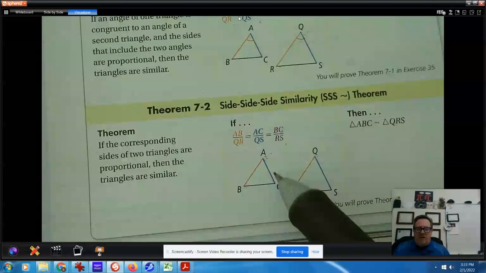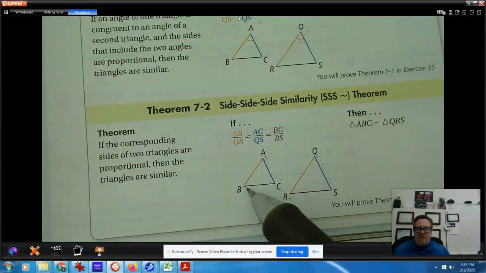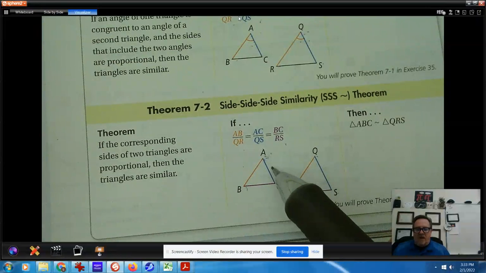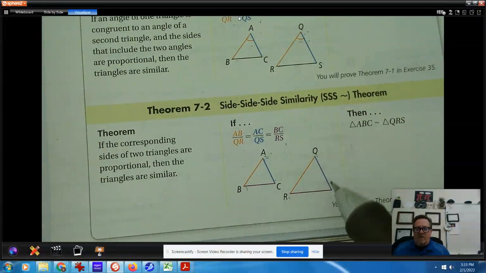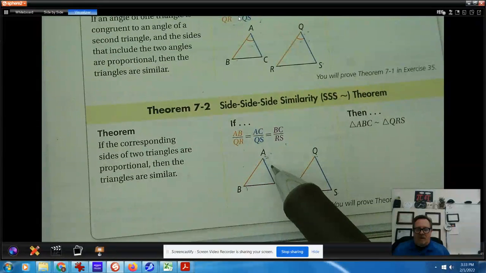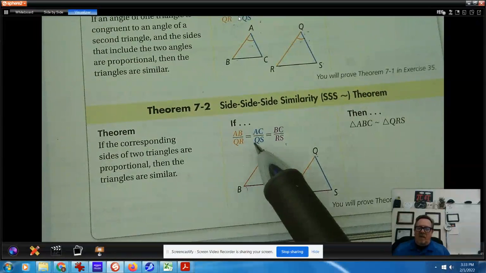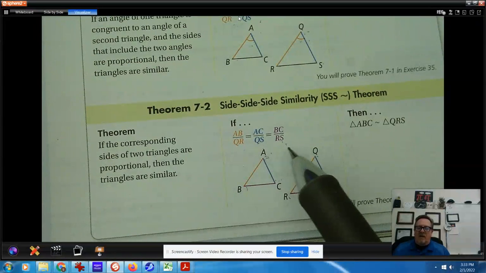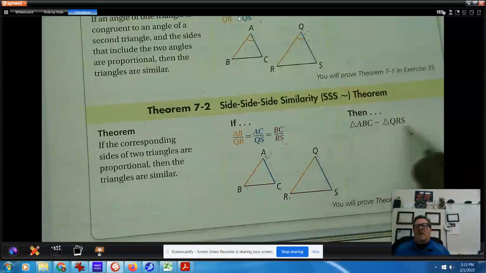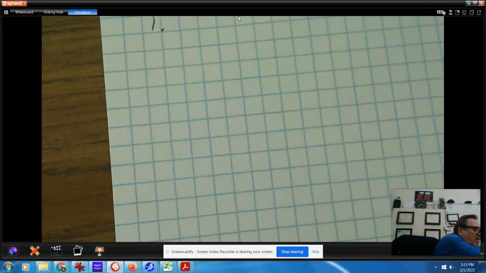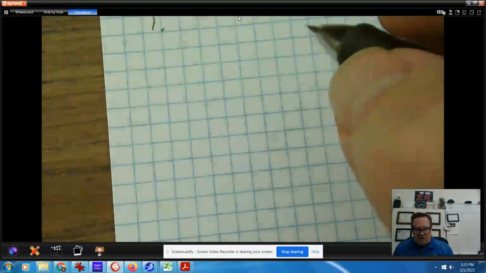If I take AB, if I take this side of this triangle and put it over this corresponding side of the other triangle, then it would have to be in the same ratio as AC over QS, right? Or this side of the triangle to its corresponding side in the other triangle. We're building these ratios. If they're the same each time, then we can say the triangles are, not congruent, are similar. So we're going to do that.